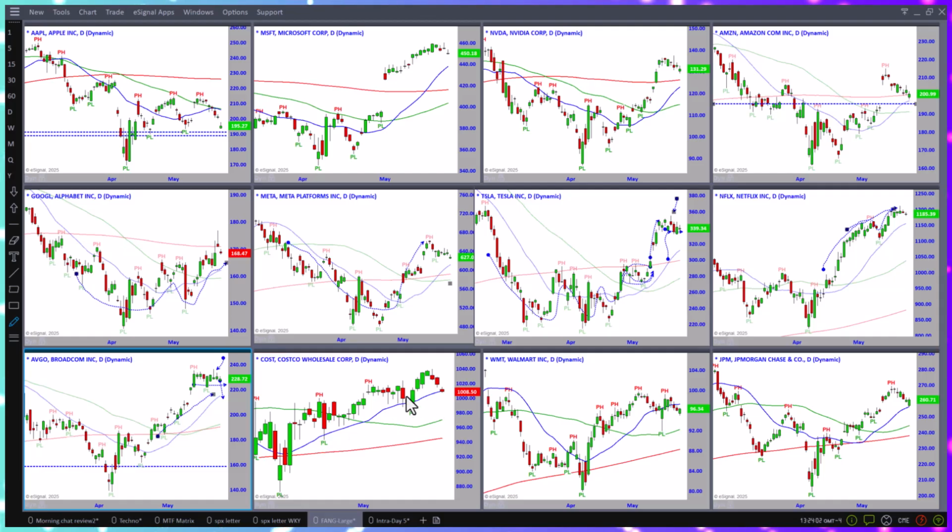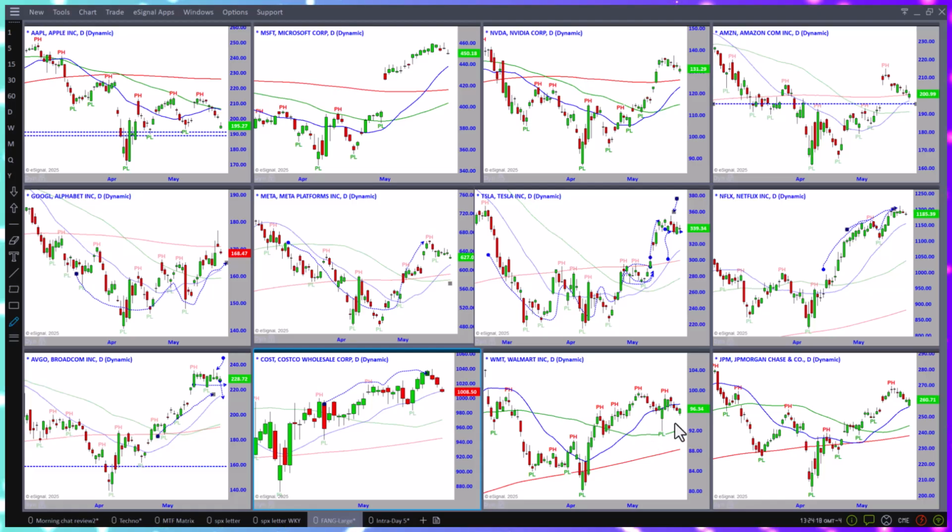Costco, uptrend, it dipped down, right? The red bar, it broke some support, it came back up again. However, like the others, momentum is waning. So we'll see how much this pulls back, or the lack thereof.